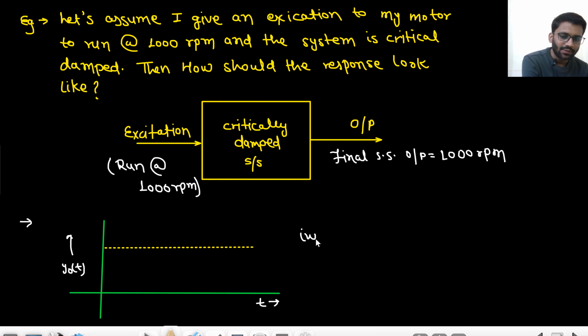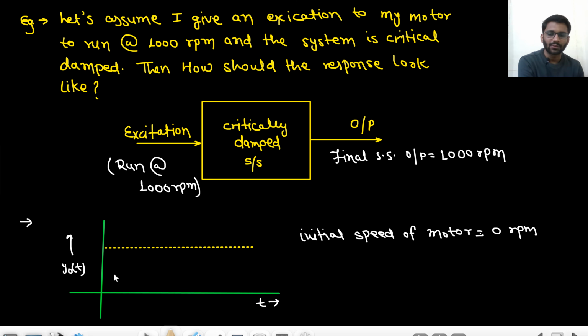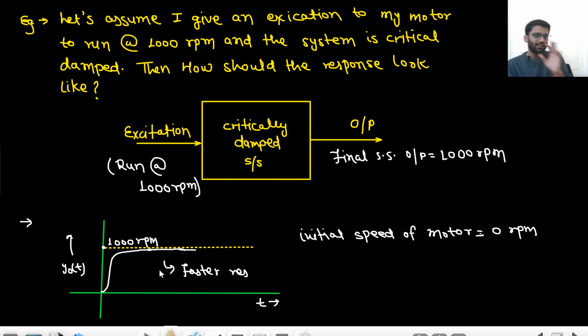So initially it will start from 0, initial speed of motor 0 rpm. So it will start from 0 and finally it will go to 1000. It will quickly go to 1000 without any oscillation. There are no oscillations. Faster response, and this is 1000 rpm. So from 0 to 1000, this is not exponential. Okay, not exponential. This response is something like this. Faster response.